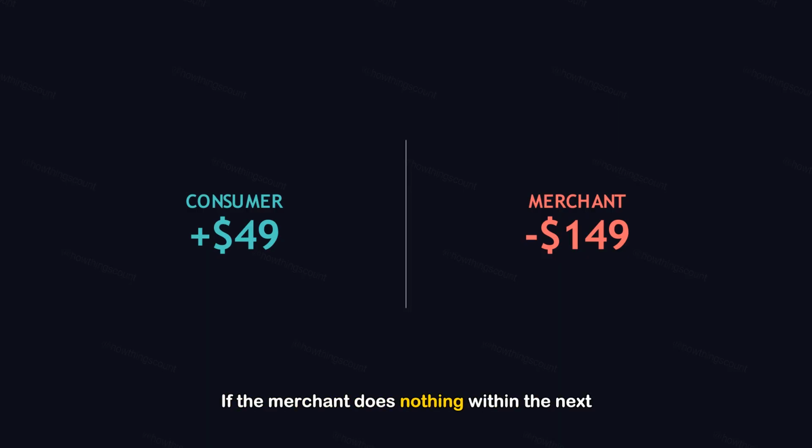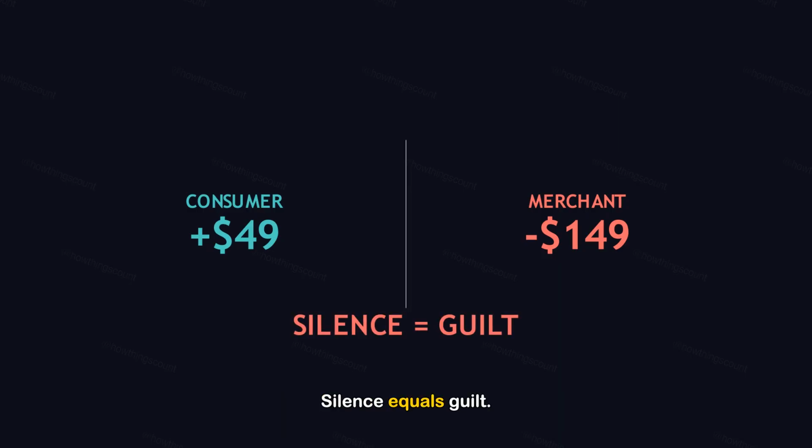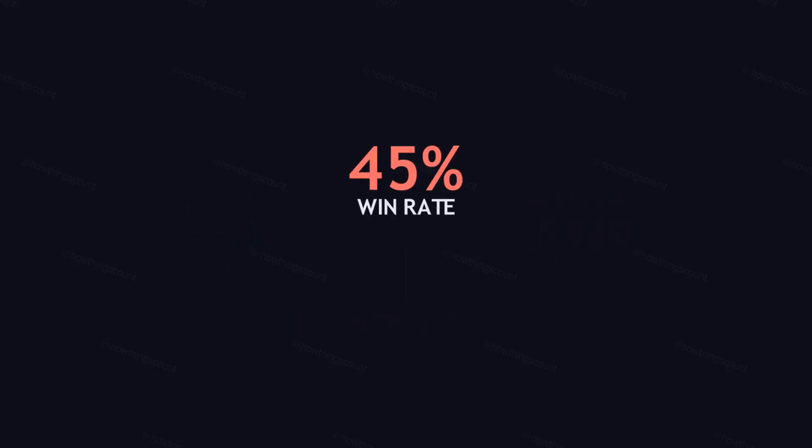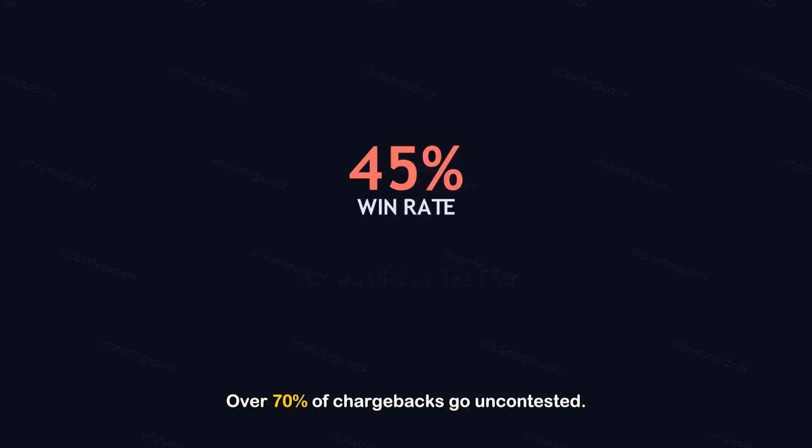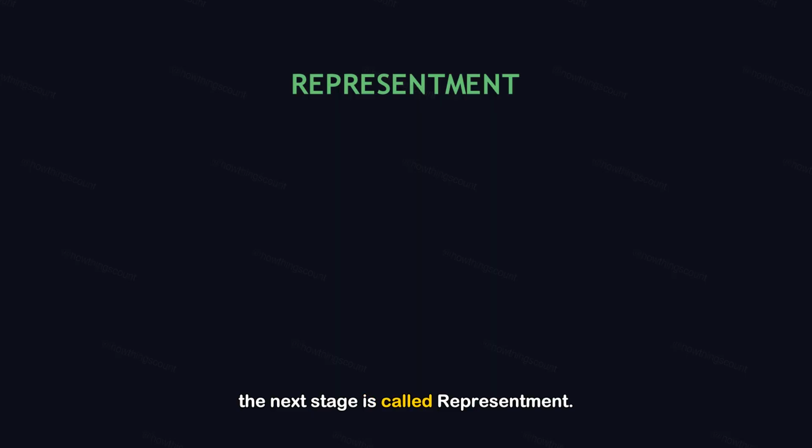If the merchant does nothing within the next 20 to 45 days, the loss becomes permanent. Silence equals guilt. But not every merchant goes quietly. Most merchants face a calculation. Fight the dispute? That path costs time and documentation. Merchants win only 45% of the time. Or absorb the loss and move on. Over 70% of chargebacks go uncontested. But for those who fight, the next stage is called Representment.